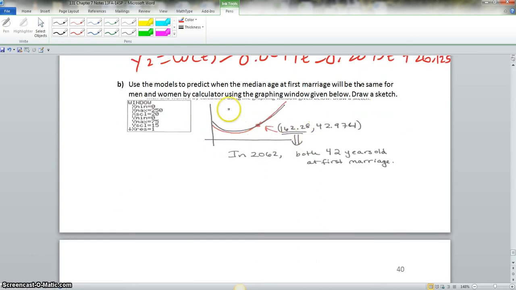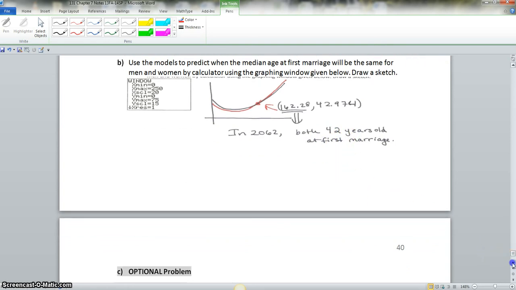Now with this graph here, which I took the liberty of putting in a little early, we have the women and men graph here using this window. And we notice that we have an intersection point of 162.28 for our t value or x value and 42.974 for our y value. It says in 2062, both will be 42 years old at their first marriage. So men and women will be about 42 years old at their first marriage.